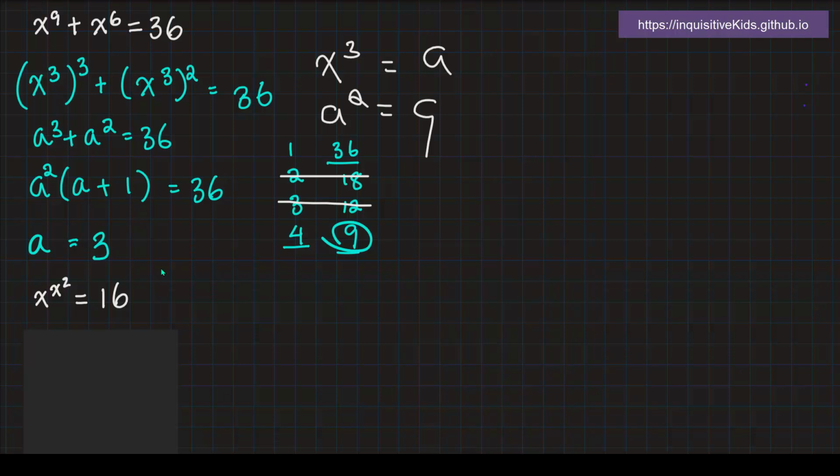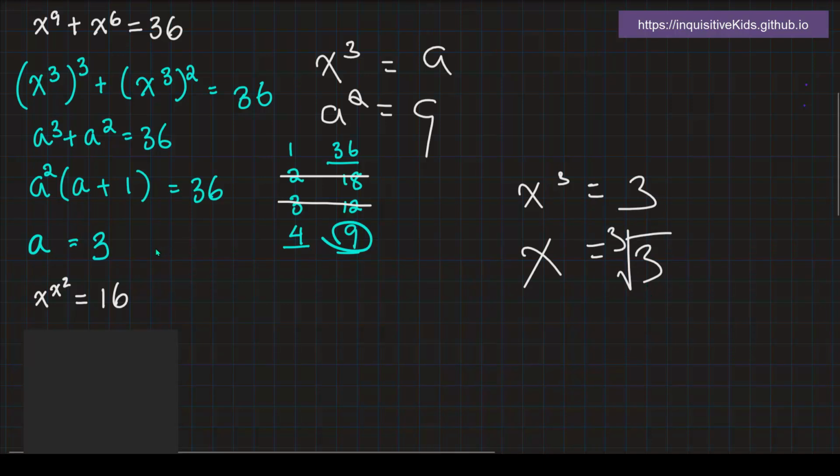Again, a is equal to x cubed, which means that x cubed is equal to 3, so x would be equal to the cube root of 3. So our final answer for this problem would be x is equal to the cube root of 3. This is our final answer.